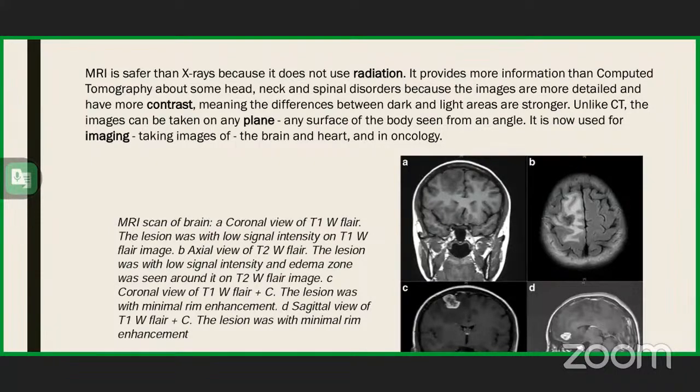Okay, MRI is safer than X-rays because it does not use radiation. It provides more information than computed tomography about some head, neck, and spinal disorders because the images are more detailed and have more contrast, meaning the differences between dark and light areas are stronger.